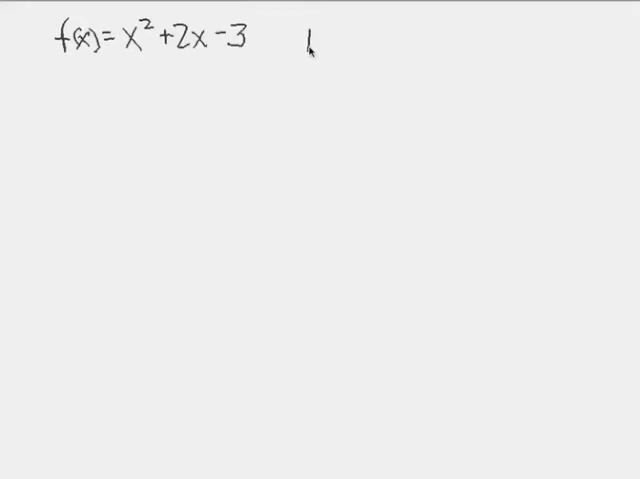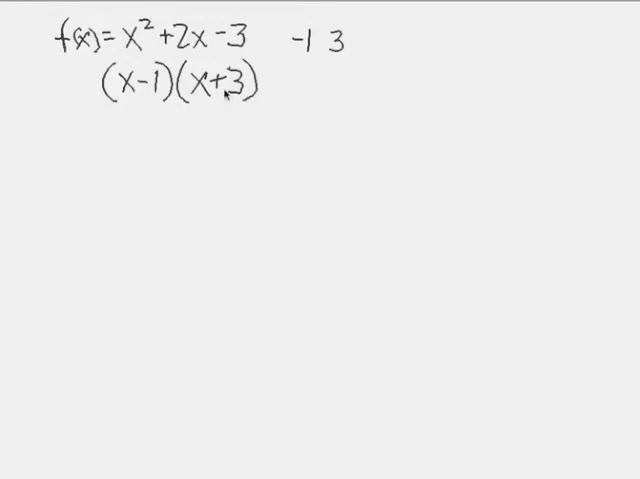Well, if I had 1, -1, and +3, -1 plus 3 is 2, -1 times 3 is -3, so there's my two numbers. So I can immediately go to my factors, x minus 1, x plus 3.